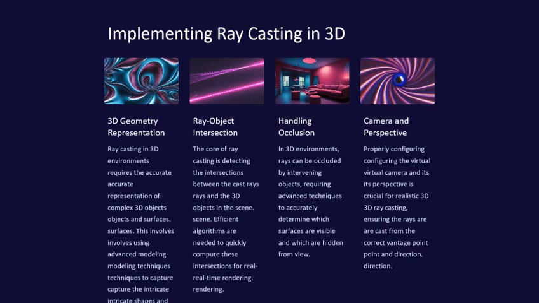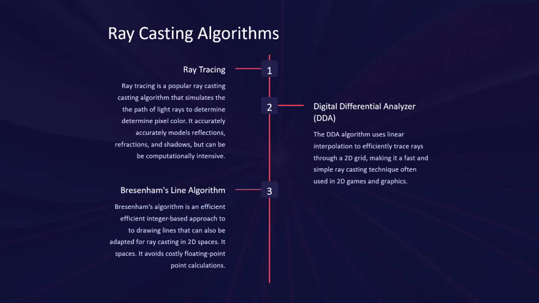Handling occlusion. In 3D environments, rays can be occluded by intervening objects, requiring advanced techniques to accurately determine which surfaces are visible and which are hidden from view. Camera and perspective. Properly configuring the virtual camera and its perspective is crucial for realistic 3D ray casting, ensuring the rays are cast from the correct vantage point and direction.